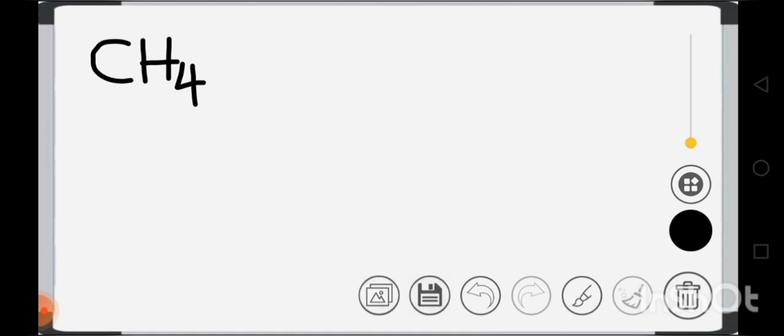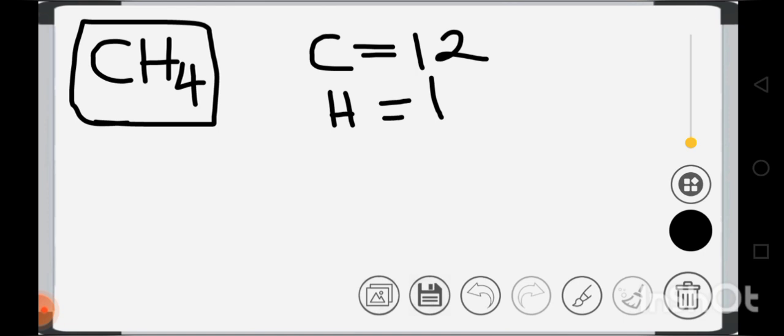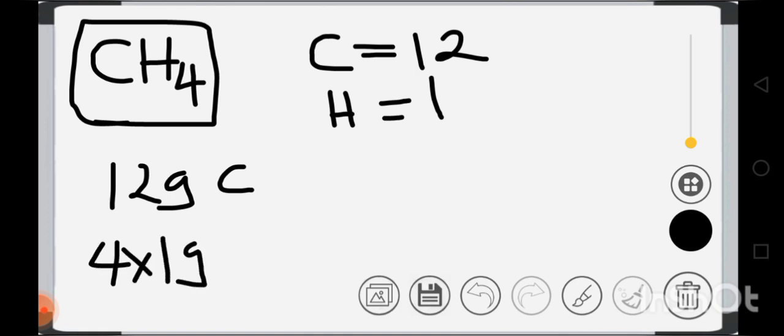from our periodic table, we know that carbon has an atomic mass of 12, while hydrogen has an atomic mass of just 1. But from this composition, you discover that in a pure sample of methane, if I have 12 grams of carbon, I'm going to have 4 times 1 grams of what? Hydrogen.